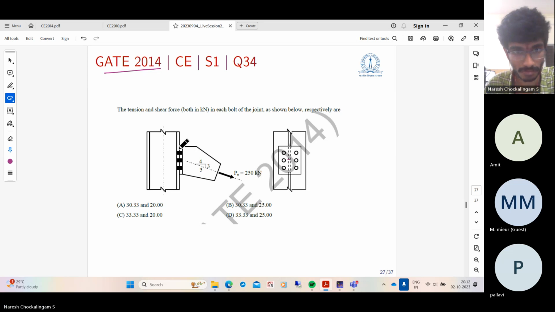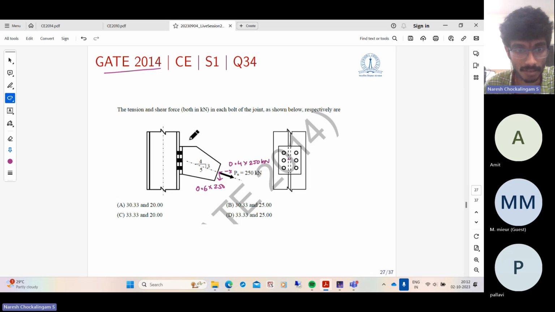So there are 6 bolts here. And what is the shear force? So the angle is given. The inclination is 3 in 5, 3 in 4. So this can be resolved in the horizontal and vertical direction. The vertical component will be 0.6 times 250. And the horizontal component will be 0.4 times 250 kilonewtons. And these forces pass through the center of the bolt group. So there is no eccentricity.